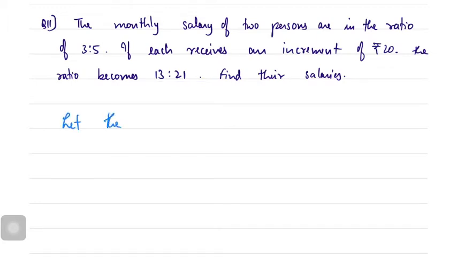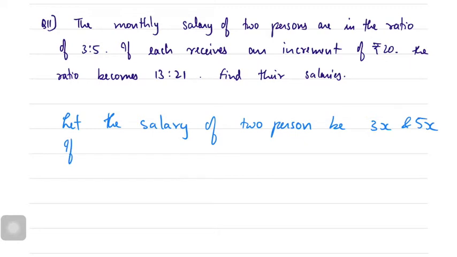Let the salary of two persons be 3x and 5x because it is in the ratio of 3:5. So if there is an increment of 20 given to both, the ratio becomes 13:21, right?